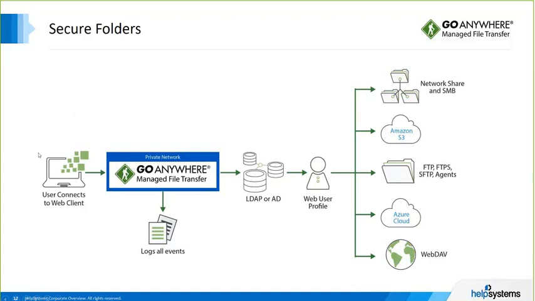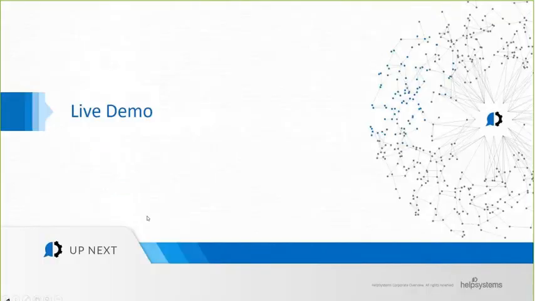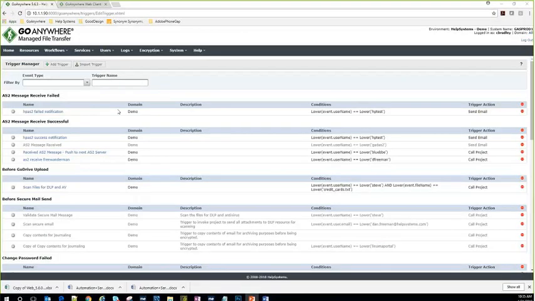So the user is going to connect to the web client, GoAnywhere MFT is going to check their Active Directory account, and if it's still enabled, it's going to look at the web user profile, and then it's going to give them access to one of those shares. And of course, everything that the user is going to do is going to be logged to an event. So let me jump back into GoAnywhere and show how this can work.